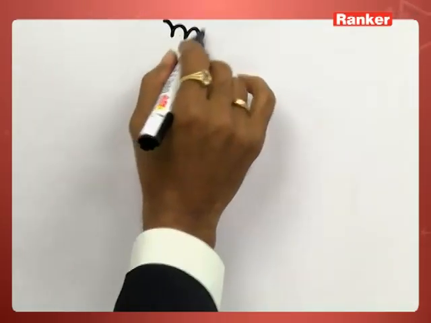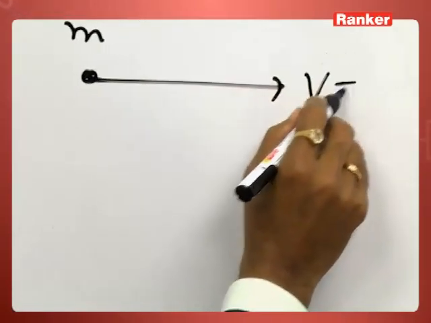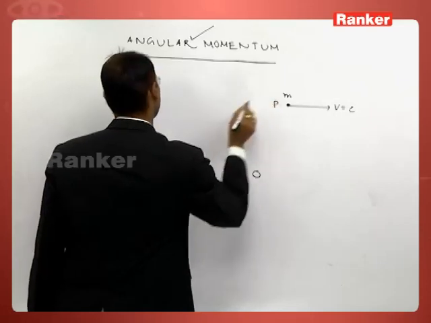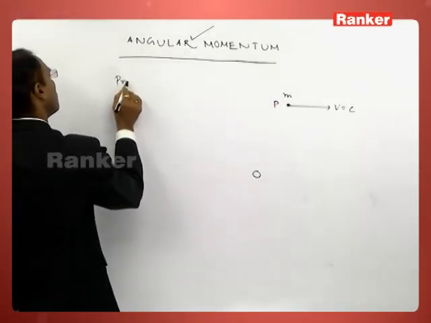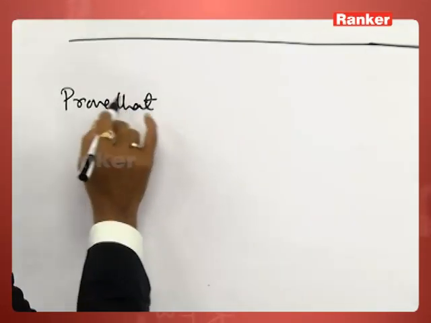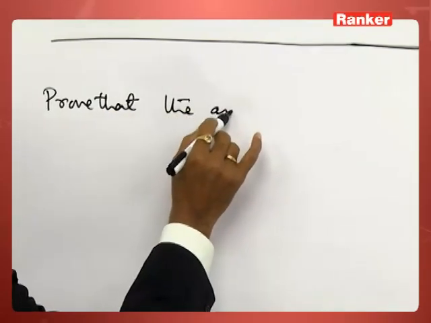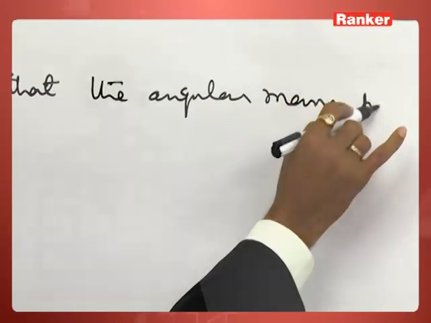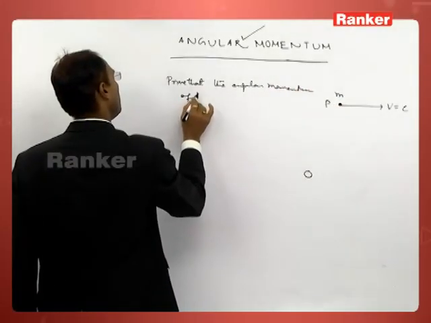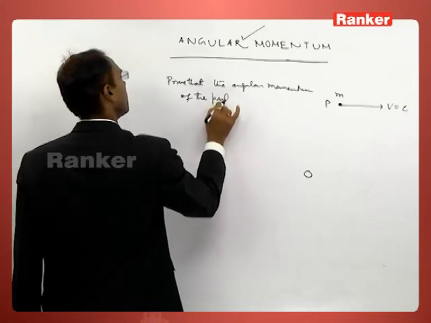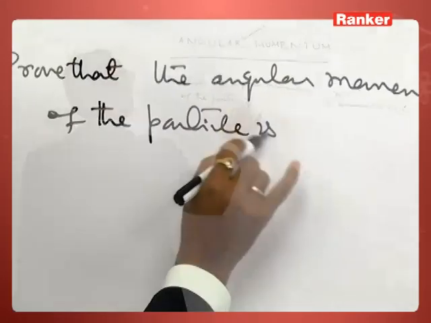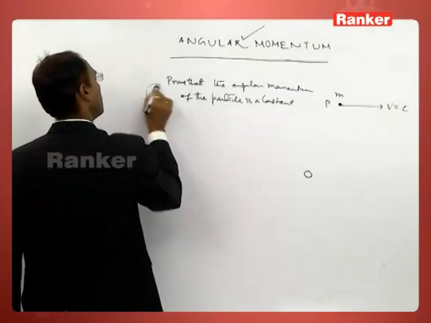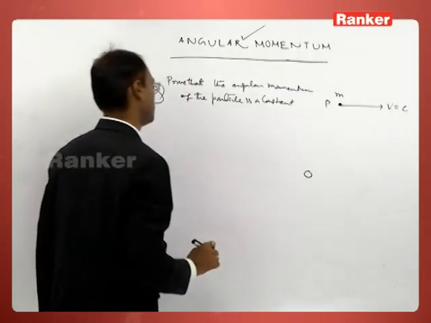Let a particle of mass m move with constant velocity about any reference point. Prove that the angular momentum of the particle is a constant quantity about any reference point.